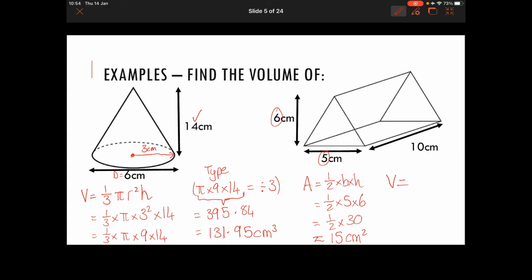My volume then is just going to be equal to the area times by the height of the prism. So in this case, it's going to be the 10 for my height here. My area was 15. We're going to multiply it by 10, and we get 150 centimetres cubed as our answer.